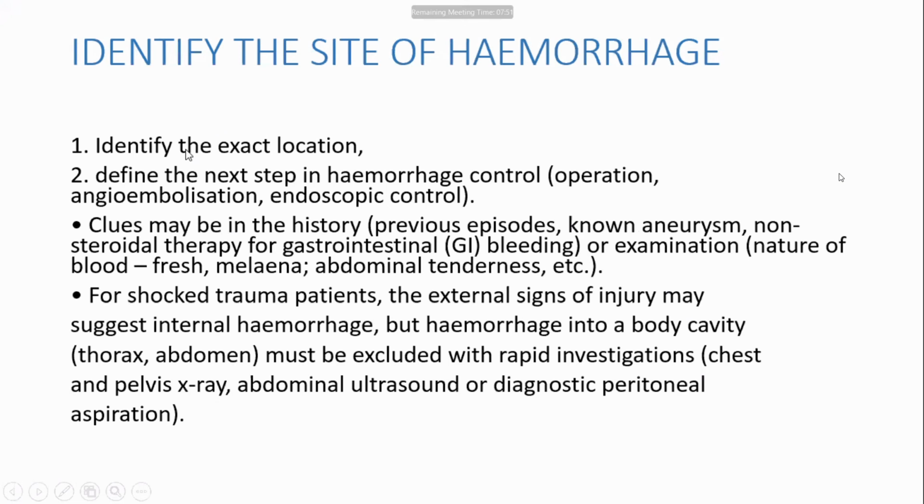Identify the site of hemorrhage. We have to know the exact location. Sometimes there may be concealed hemorrhage in the abdomen or thorax. Sometimes the hemorrhage is in the GI tract. For example, if the patient is alcoholic and variceal bleeding is there, we have to go for an endoscopic procedure to control the hemorrhage. Sometimes there is lower GI tract hemorrhage, and we have to go for colonoscopy to control it. So we need to identify the site of hemorrhage.